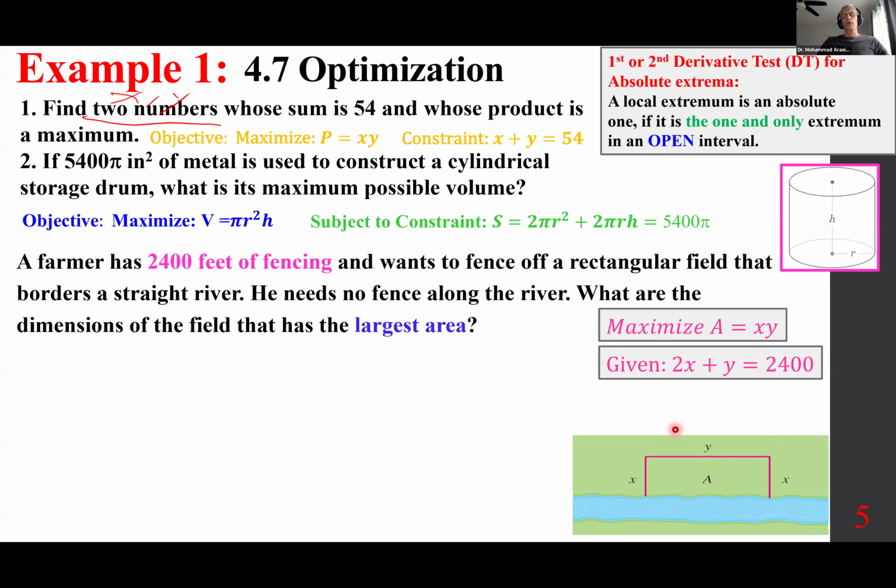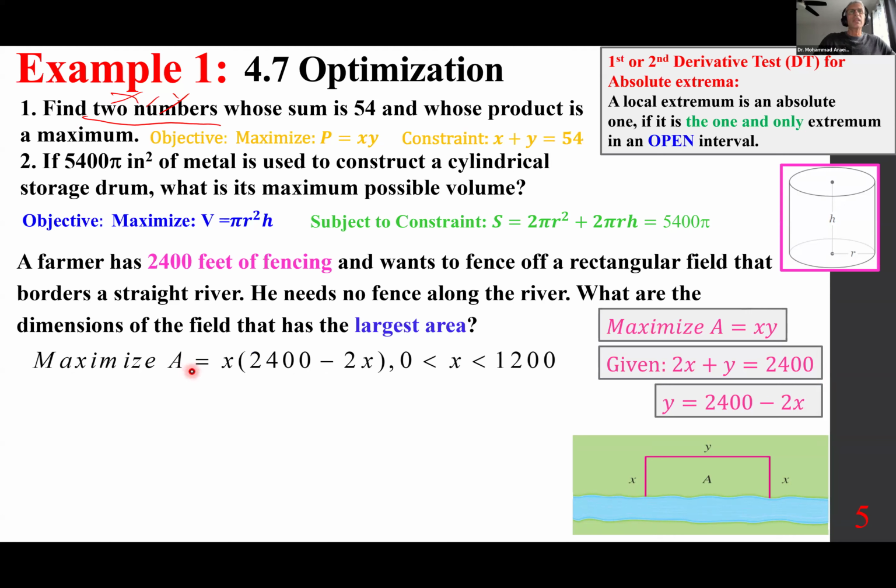Now, the function that must be optimized, that means you want to maximize or minimize, you're going to work with that. And to work with that, you want to make sure, if possible, to have one variable. In this case, we have two, so you solve for y and you put it into the objective function. And therefore, it becomes a function of x.